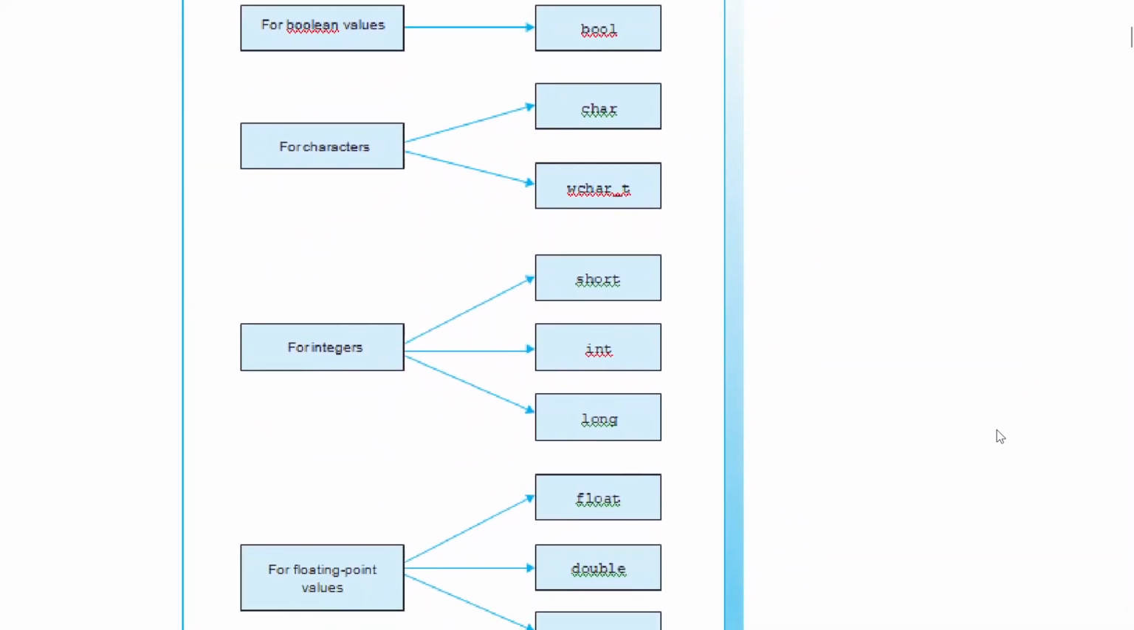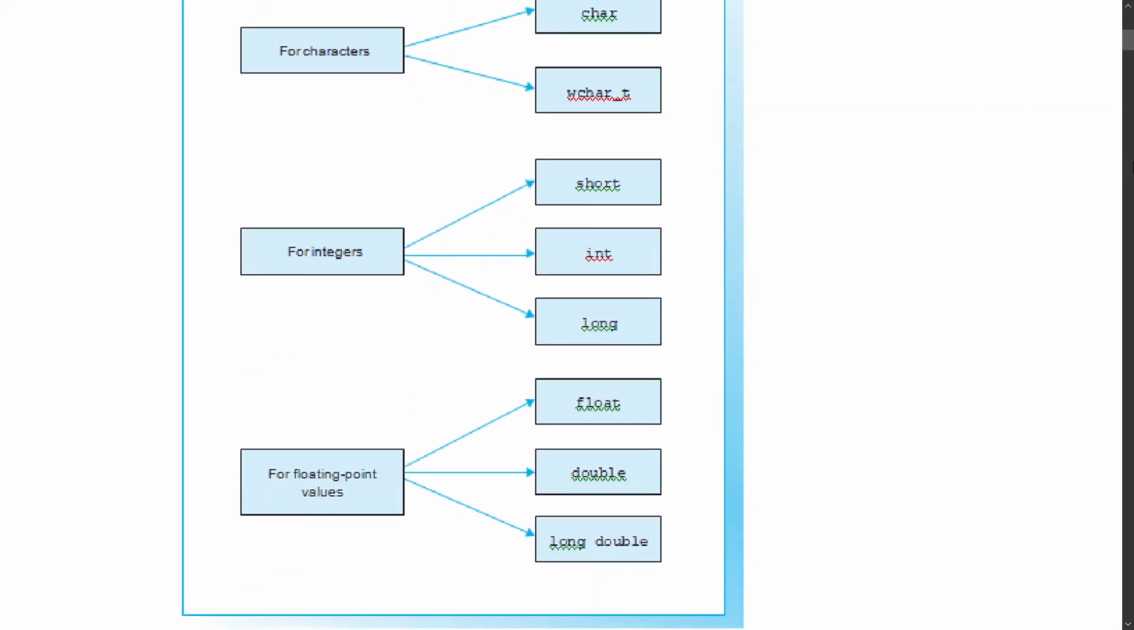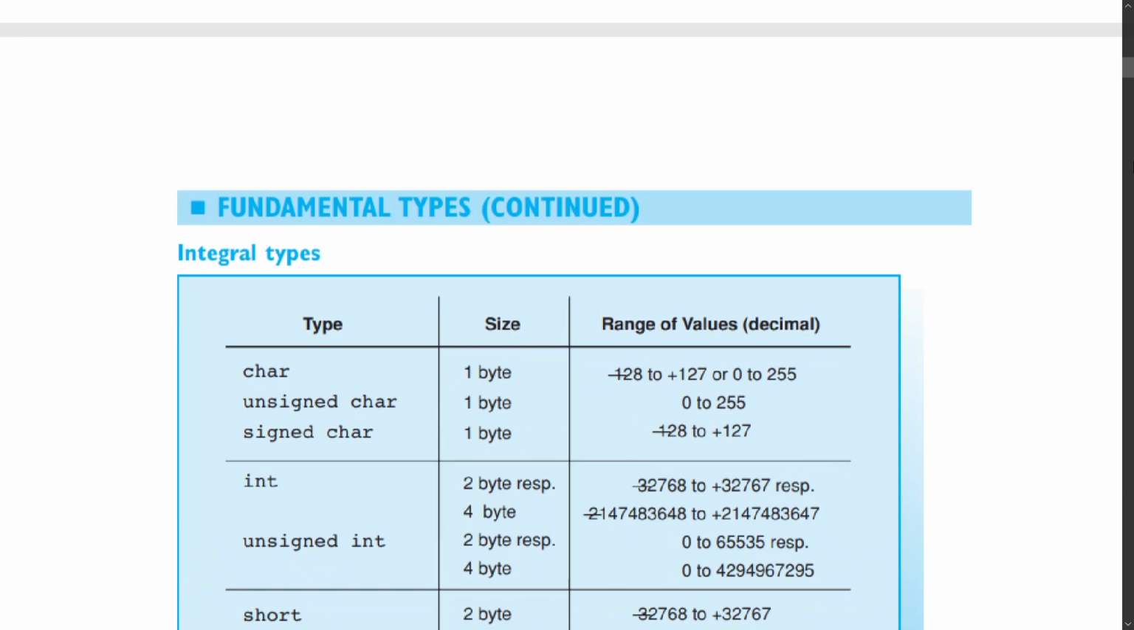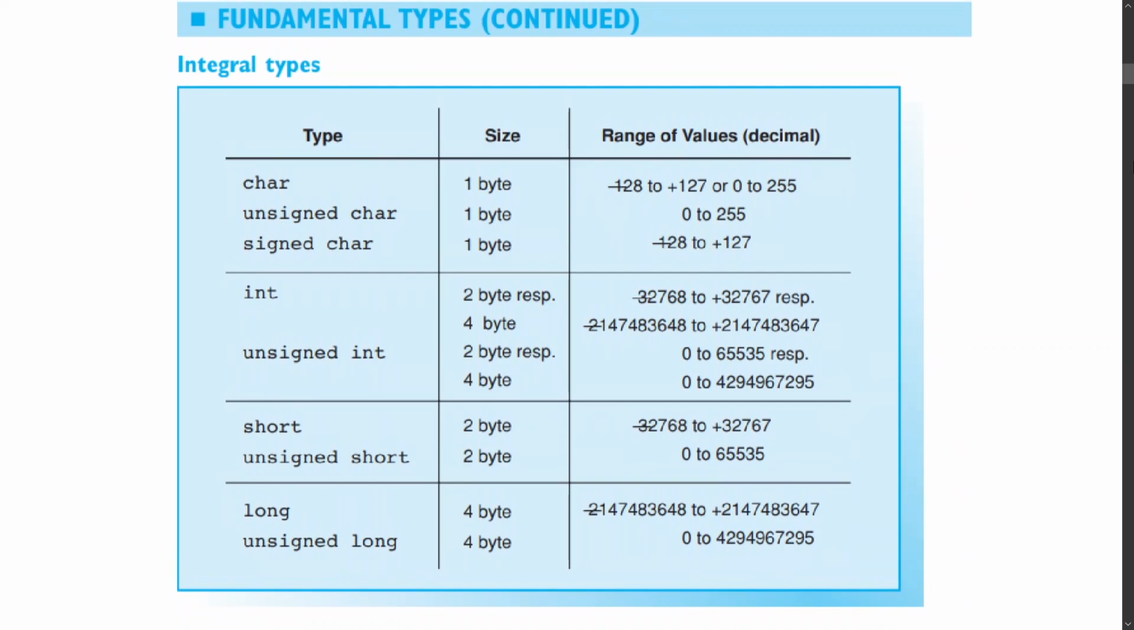You have Boolean, which is normally true or false. And then for characters, you have char and wchar. Then you have integers: short, int, long. And lastly, you have floating point values, which are float, double, and long double. And you might be wondering, what's the difference between all of those? Why can't we just store things in just one type? And that's because they each have a different size and a different range of values that they can represent.